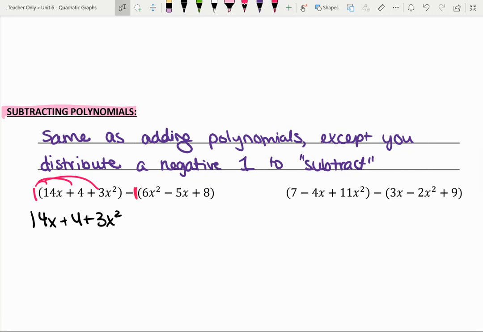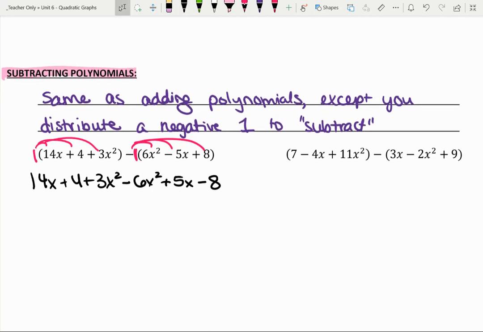But in my second polynomial, multiplying by negative 1 changes the signs in all of them. So negative 1 times 6x squared is negative 6x squared. Negative 1 times negative 5x makes positive 5x. And negative 1 times positive 8 makes negative 8. So it's kind of one more thing to think about, but multiplying by negative 1 should be okay.